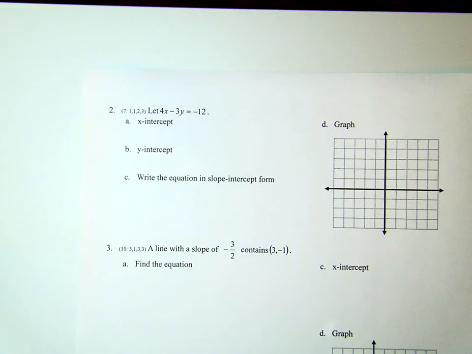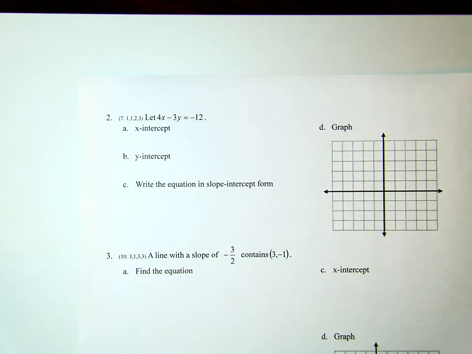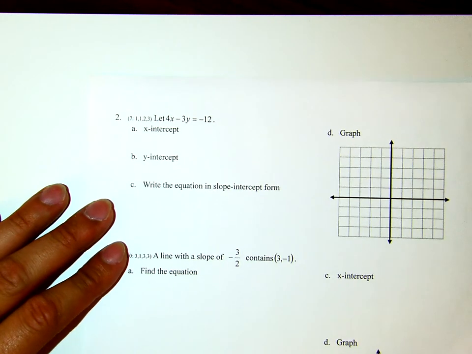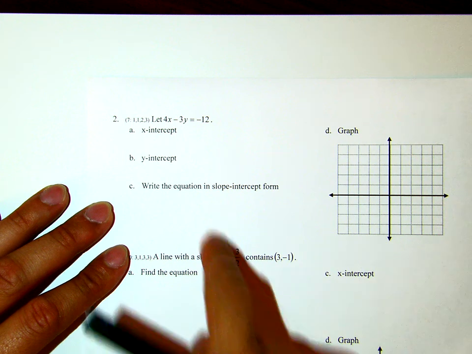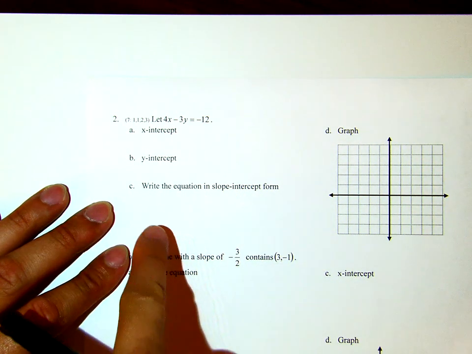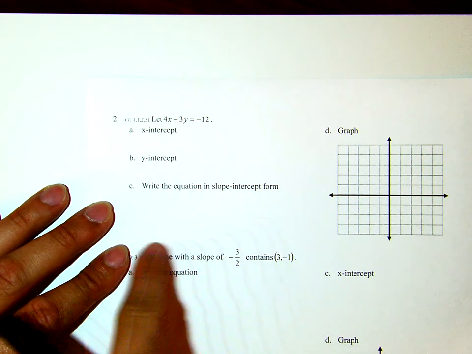Now we will do Spring 2012 Math 115 Test 2, Chapter 5, Number 2 and Number 3. Number 2: let 4x minus 3y equals negative 12. We will need to find the x-intercept, the y-intercept, and we will write the equation in slope-intercept form.